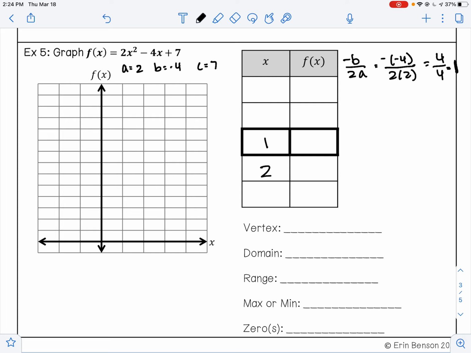After 1 comes 2, and then 3. Before 1 is 0, and negative 1. And when you find your corresponding f of x values, you get 13, 7, 5, 7, and 13. So I'm going to go ahead and plot these points. So let's see, 1, 2, 3.